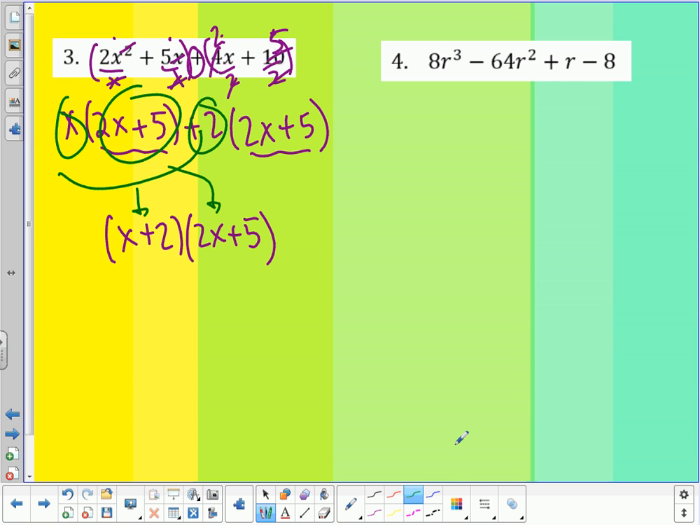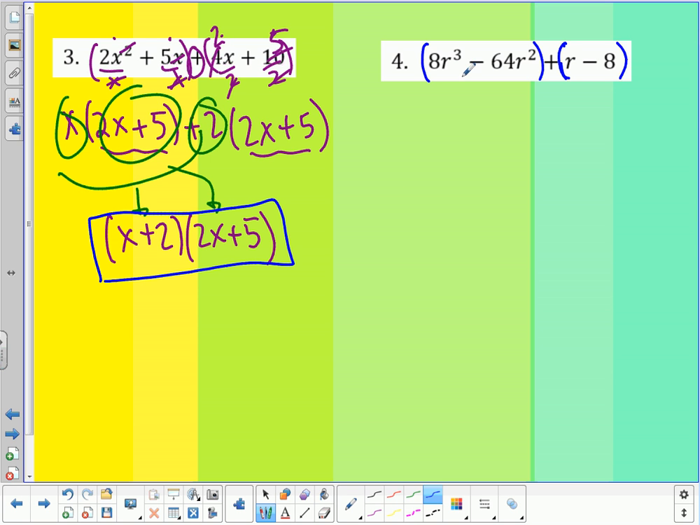All right, let's try number 4. In number 4, I have 8r to the third minus 64r squared plus r minus 8. So I'm going to group the first two, group the last two. From the first two, GCF. Oh, sorry, I should have circled my answer over here. This is my factored form of the expression.